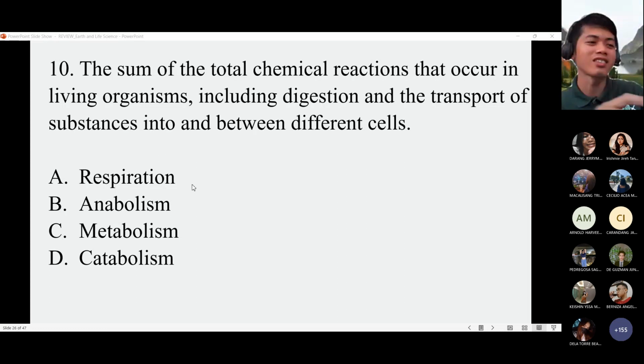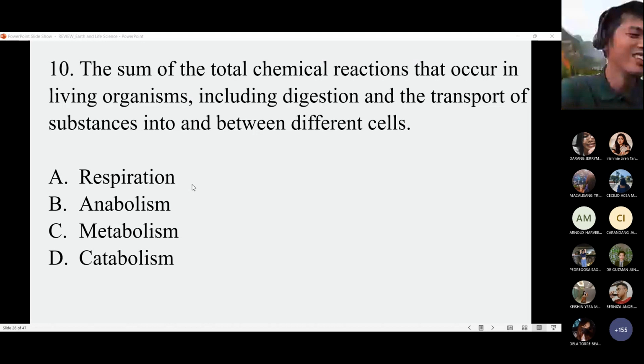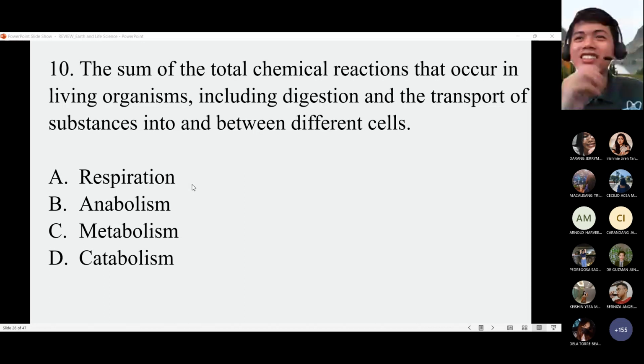Ayan, napiyok ako. Sorry. Ayan, C, C, C. Daming C. Mukhang papasa sa nat.